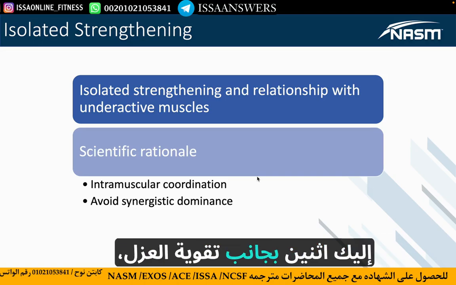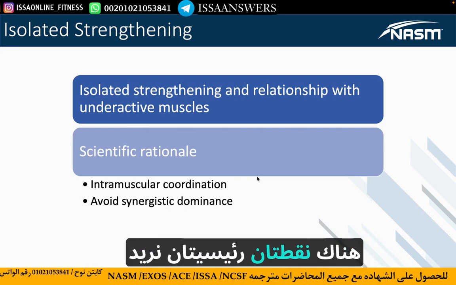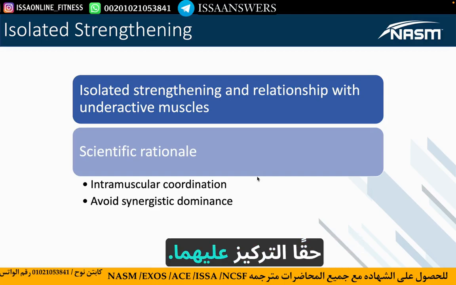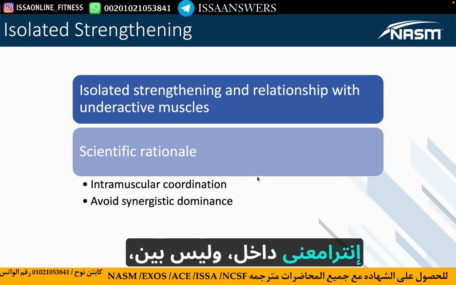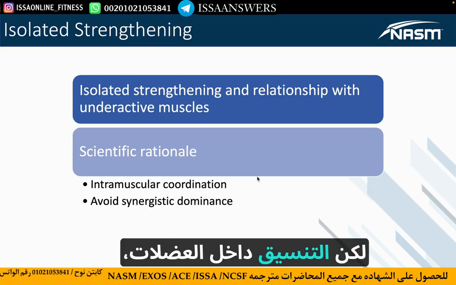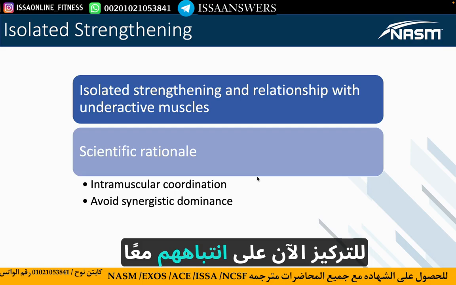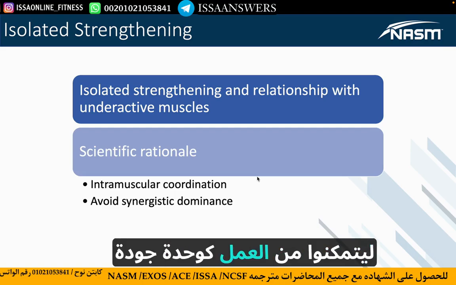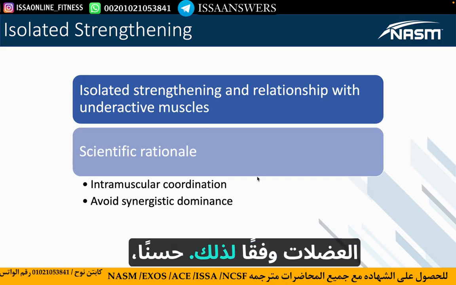Besides isolated strengthening and the term underactive muscles, there are two other main points that we really want to focus in on, and that's where the scientific rationale component is. Intramuscular coordination. Intra, meaning within, not inter, which is between two. Intramuscular coordination is the coordinated effort of muscles and nerves to focus their attention together to work as a quality unit so that it can then strengthen muscles accordingly.